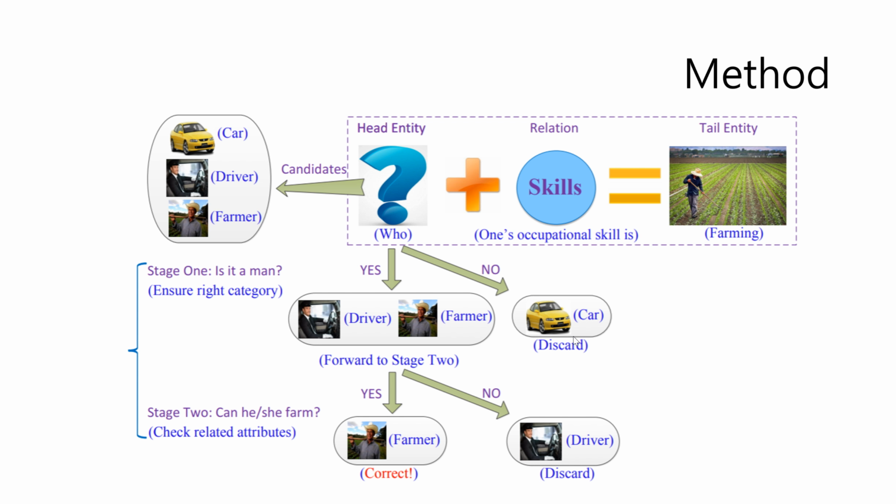They all have the attribute occupational skills, but they differ from each other on it. The driver and the farmer have many other common attributes such as wages, working hours, etc. But for this relation, we only care about occupational skill attributes, so we chose farmer. So we have two different stages: first ensuring the right category, and then checking relational attributes.